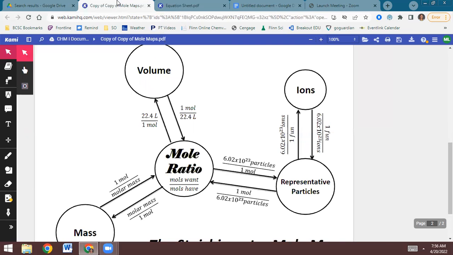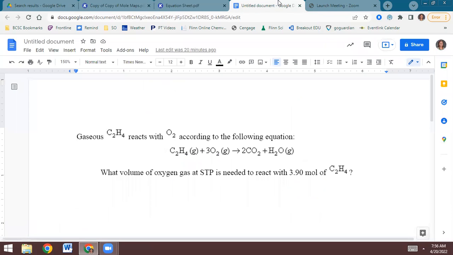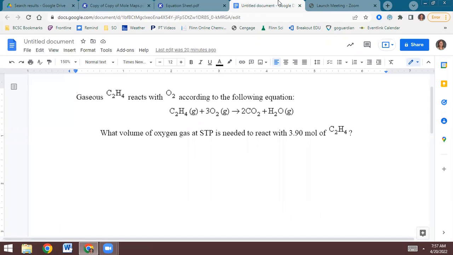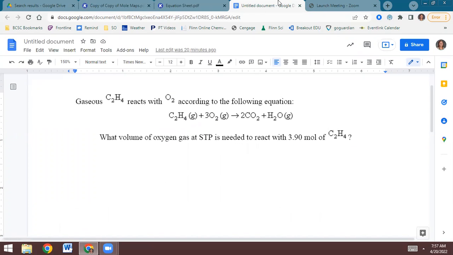But just take it one step at a time. See what information you're given first, and then see how you can convert it to what you need it to be. So I pulled up this example problem from an old quiz that I used to give in Chem AP, where it kind of practices this. Gaseous C2H4 reacts with O2 according to the following equation. What volume of oxygen gas at STP is needed to react with 3.90 moles of the C2H4?